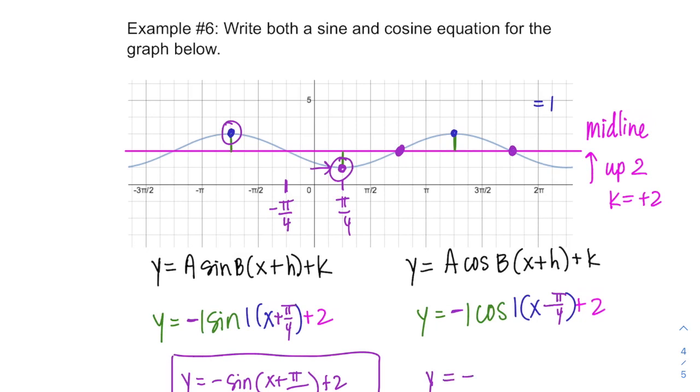So another possible answer, this one in terms of cosine, is this. Now, this question has an infinite number of equations I could write. These are just simply two of them.